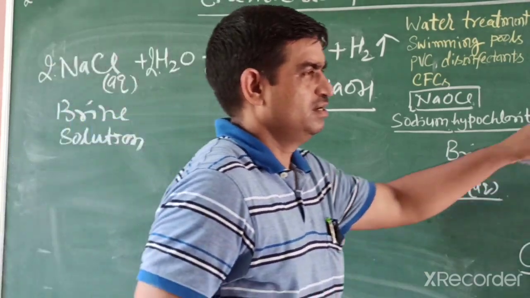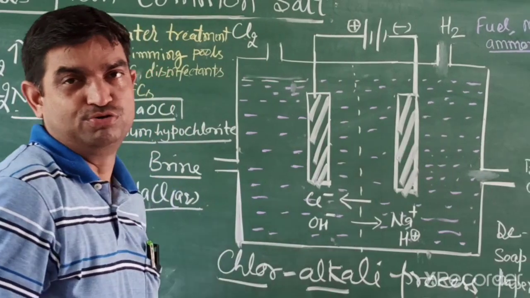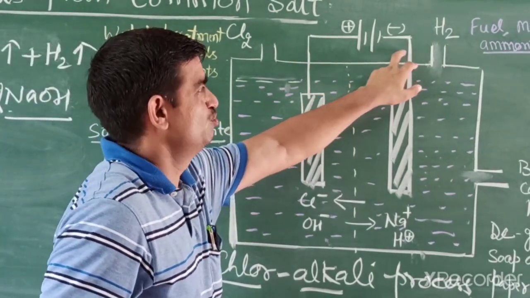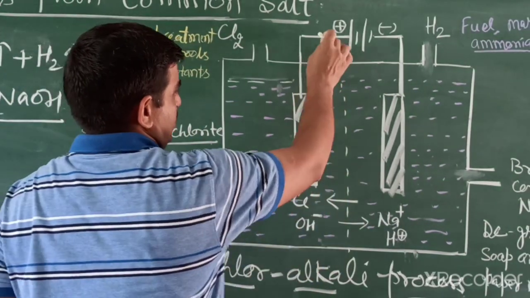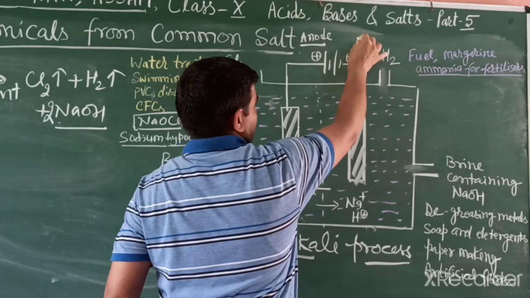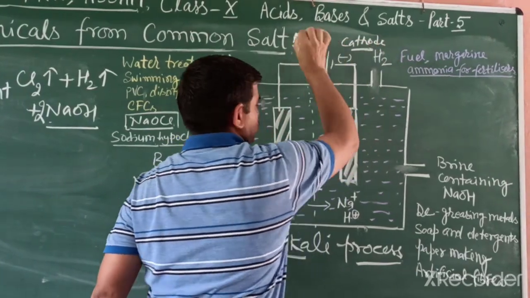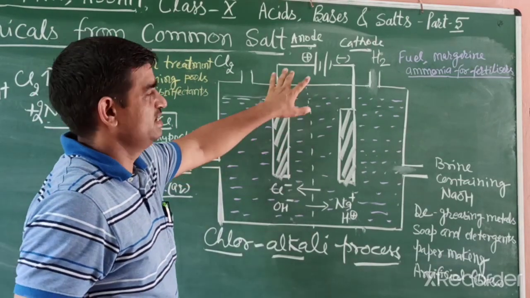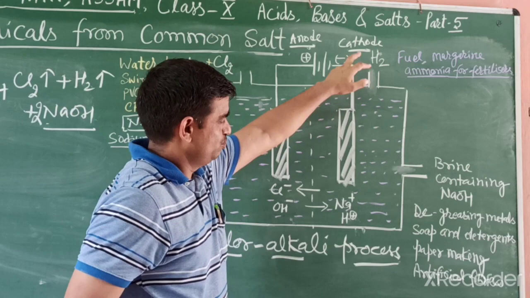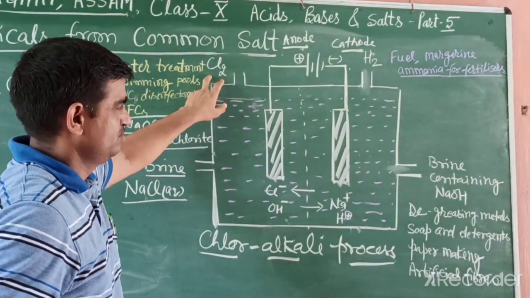So in this electrolysis we have to take two different electrodes. One is the anode, the other one the cathode. This side is positive, the anode, and the other one is the cathode. So we get two different gases, one is chlorine gas, the other hydrogen gas. Hydrogen is released at the cathode and chlorine is released at the anode.